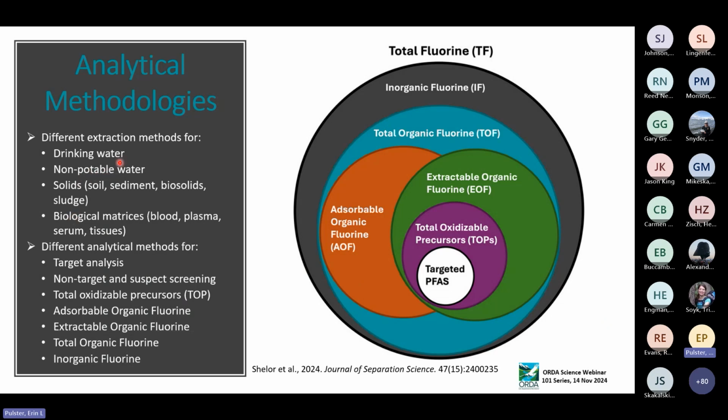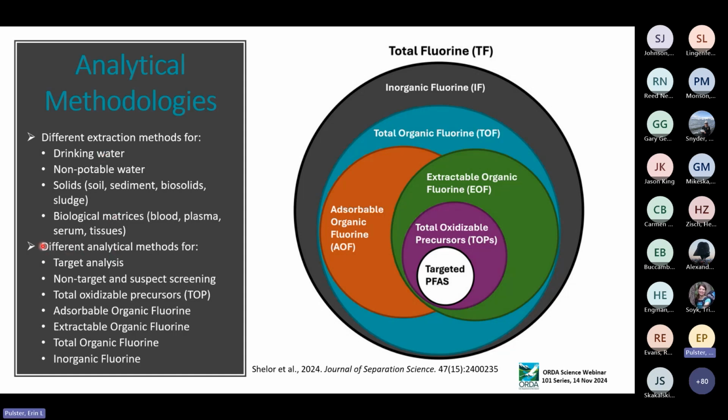The differences between those, for EPA 1633 and 533: the extraction methods are pretty similar. The differences between those methods are basically the list of compounds and the detection limits.